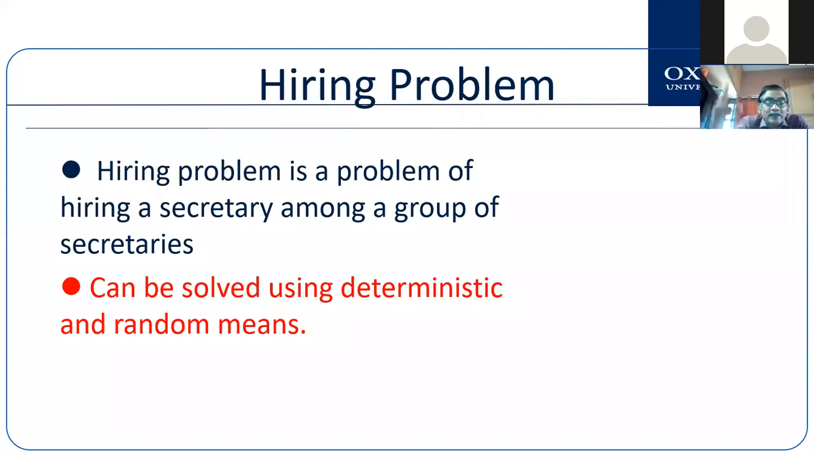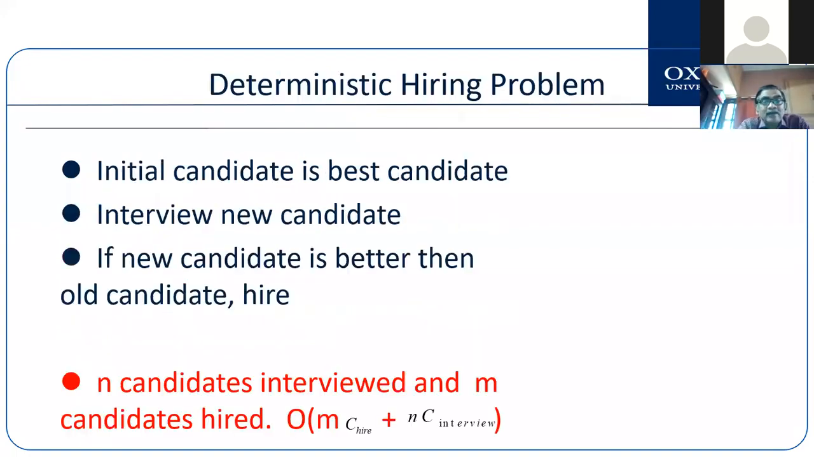The second fellow comes, and you compare the quality of the second candidate with the first candidate. If the second candidate has better quality than the first secretary, you hire the second fellow and fire the first fellow. If I keep on doing like that, if I interview n candidates, I have to assign a cost for hiring and a cost for firing. So you can see very well, this is definitely order of m and n, covering hiring as well as firing, as part of this strategy. This is what you say the deterministic algorithm is.